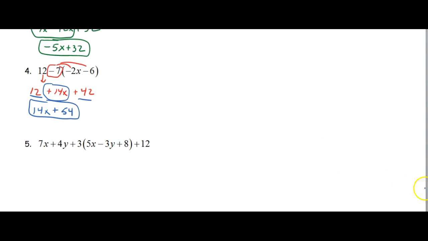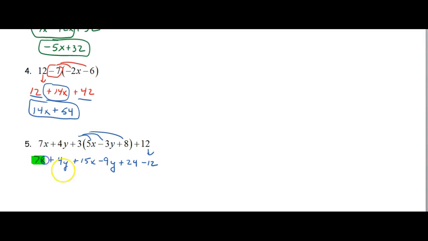Okay? Now the next one, it looks very intimidating, but it's actually pretty easy. Do I have anything to distribute to the 7x? No. Bring it down. How about the 4y? No. So I bring it down. Now I have to distribute this 3. 3 times 5x is 15x. 3 times negative 3y is minus 9y. 3 times 8 gives me plus 24. Do I have to distribute to this 12? No, because it's outside the parentheses, so I just bring it down.